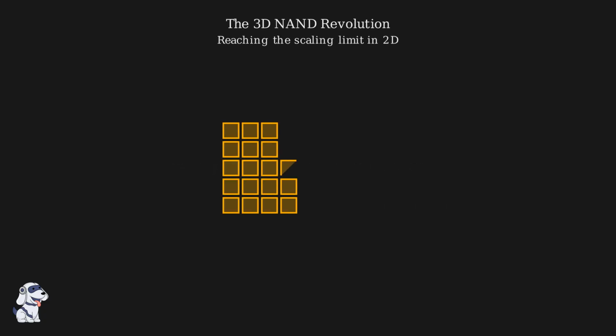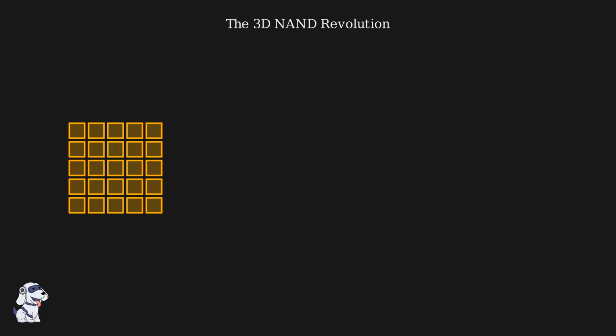Traditionally, memory cells were arranged side by side on a flat or planar surface. However, shrinking these transistors further leads to interference and reliability issues. To store more data, manufacturers had to innovate. Instead of building out, they began building up.